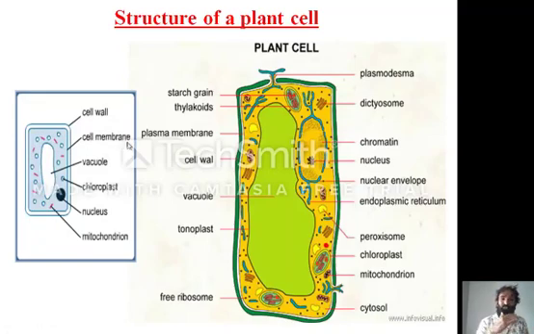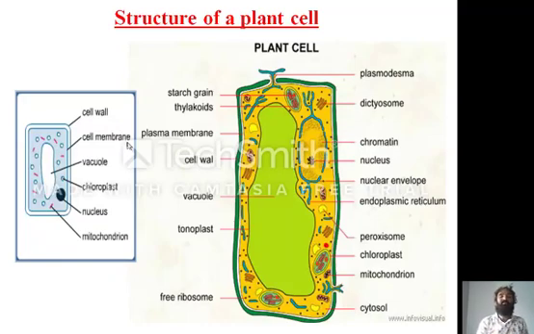The outermost layer of the plant cell is the cell wall. Beneath the cell wall, what is present? The cell membrane. That cell membrane encloses the fluid-like gel present in the cell, which is called cytoplasm or cytosol.